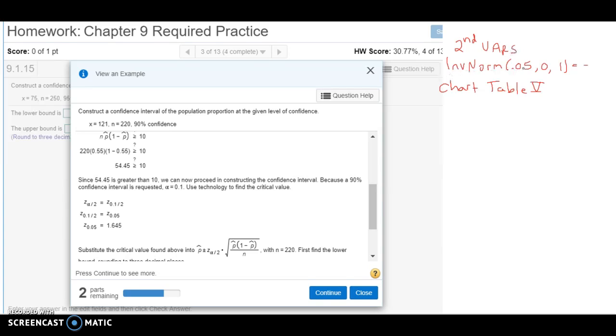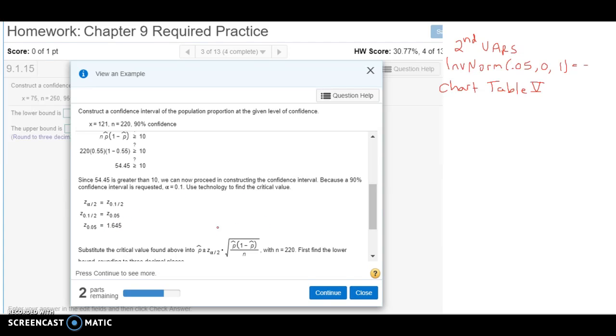You'll see inverse normal. You put the area to the left, 0, and then 1. And so that's the 0.05, because with 90% confidence, the 10% left over gets split between the two tails. Sorry, I was thinking chapter 10. So that 90% confidence has 10% left over in the tails, and it gets split evenly. That's why they call it alpha over 2, the leftover divided by 2. So that's where that 1.645 comes from.